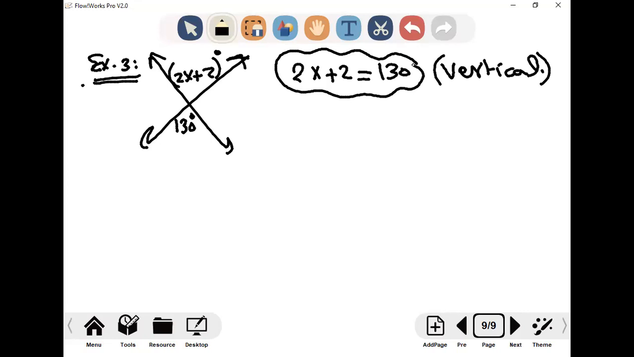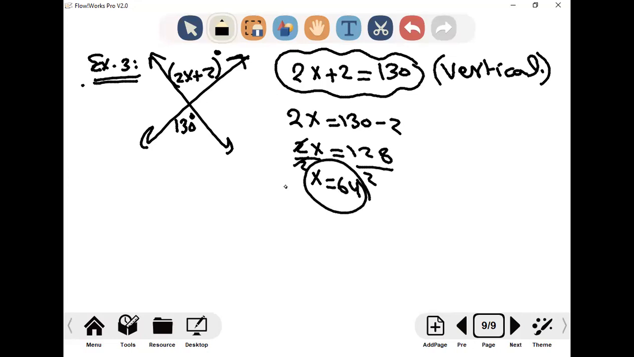Do you understand? Now let's solve the equation as we did many times before, right? Shift, divide, and do everything. 2x equals 130 minus 2, 2x equals 128. After you divide both sides, x will be 64, right? Now to check your answer, take this 64 and put it here in place of x. 2 multiplied by 64 is 128, 128 plus 2 is 130, vertical.